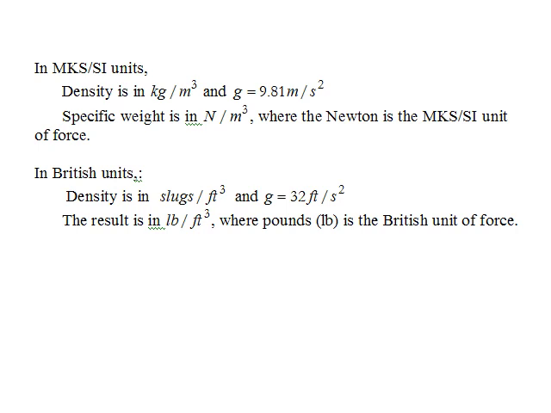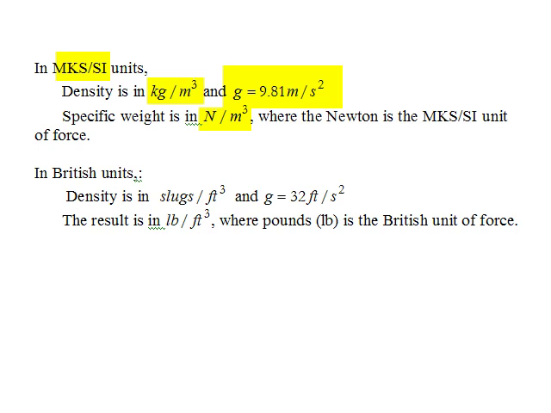Here it is again, specified for both British units and MKS units. Let the density be in kilograms per cubic meter. We are then working in the MKS unit system. Acceleration due to gravity is 9.81 meters per second squared. Then the specific weight has units of newtons per cubic meter, Newton being the MKS unit for force.